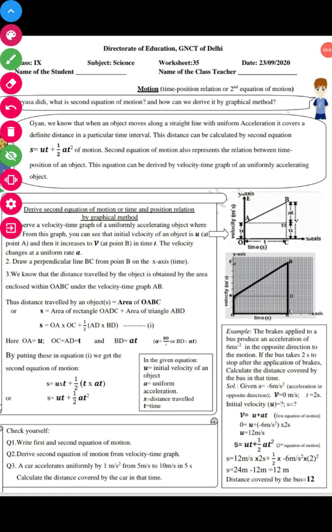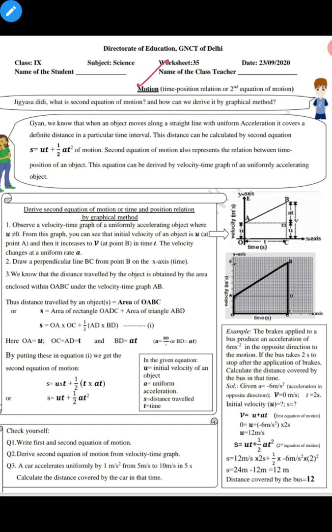Good morning, dear students. Once again, we are here to discuss RDOE worksheet 35 from your chapter Motion. In continuation of this chapter, today we will discuss the second equation of motion. What is the second equation of motion and how can we derive it graphically?